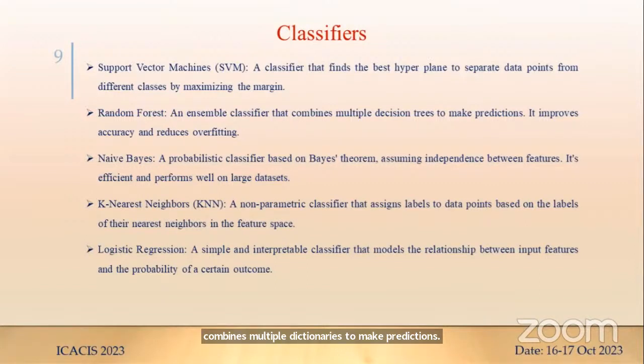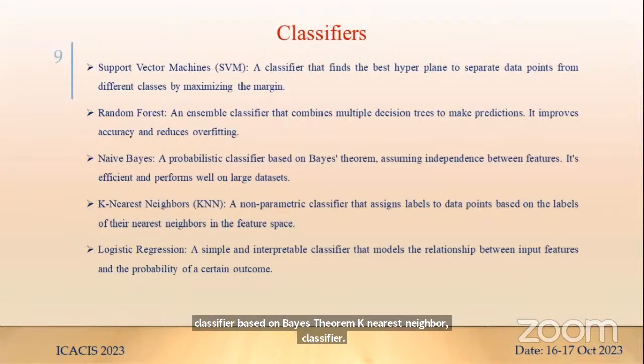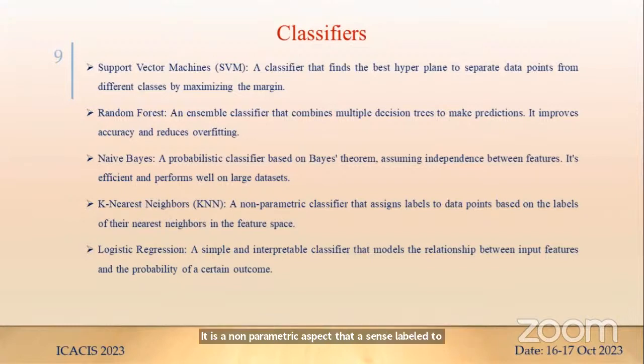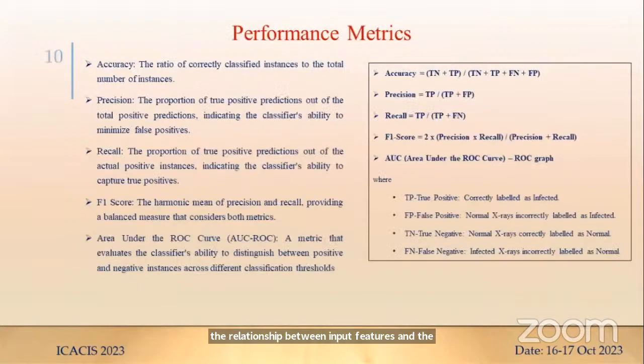Naive Bayes classifier. It is a probabilistic classifier based on Bayes theorem. K nearest neighbor classifier. It is a non-parametric classifier that assigns label to data points based on neighborhood of that label in that feature space. Logistic regression. It is a simple and interpretable classifier that models the relationship between input features and the probability of certain outcomes.